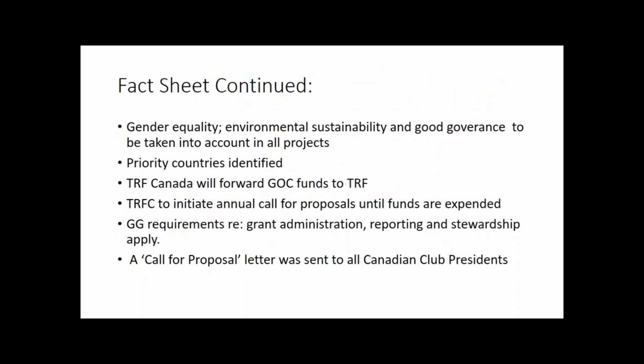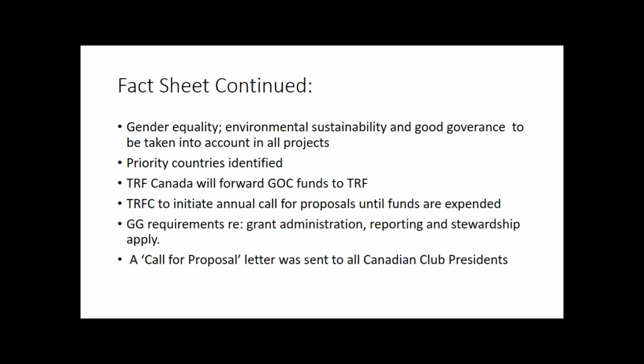Okay, so all presidents of Canadian clubs were sent this fact sheet, an information sheet. This has nothing to do with us, right? It's all gone right to the president. It's at the club level. So what they really like to see is gender equality issues, environmental sustainability, and good governance taken into account in all projects. Priority countries are identified.